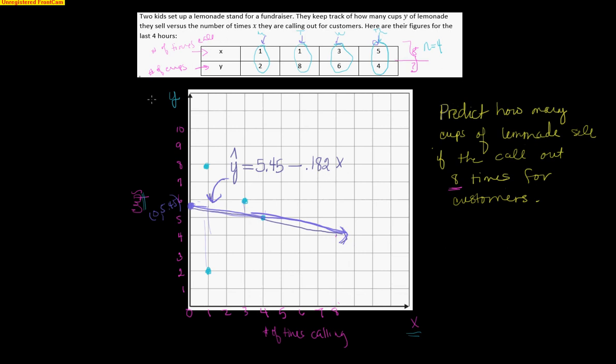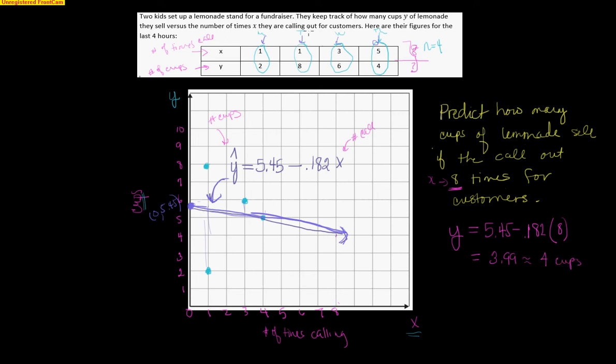Well, because this is the number of cups, and this is the number of calling out. All right, so if we want to call out 8 times, that's an x variable. We're going to plug it in. So the number of cups is equal to 5.45 minus 0.182 times 8 calls. Okay, so if you plug that into your calculator and do it carefully, you are going to discover that y equals 3.99, or really rounds to about 4 cups of lemonade.